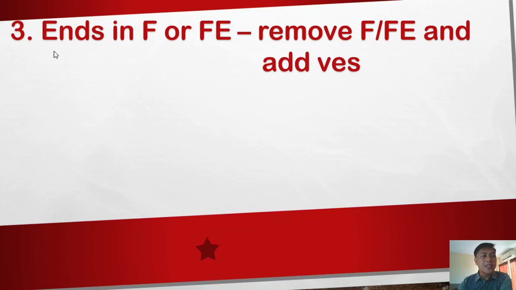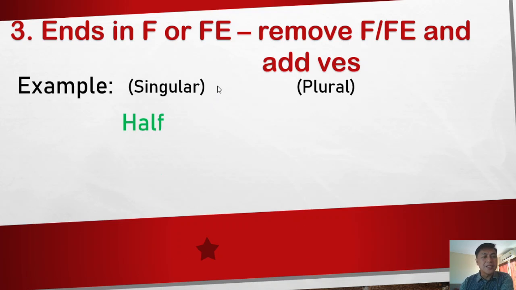Number three, the word ends in f or fe. If the word ends in f or fe, you are going to simply remove the f or fe and add ves. Again, remove the f or fe and add ves.